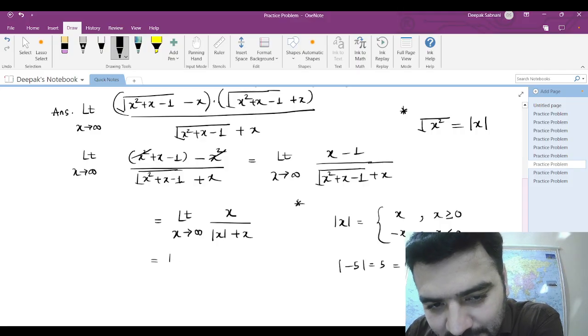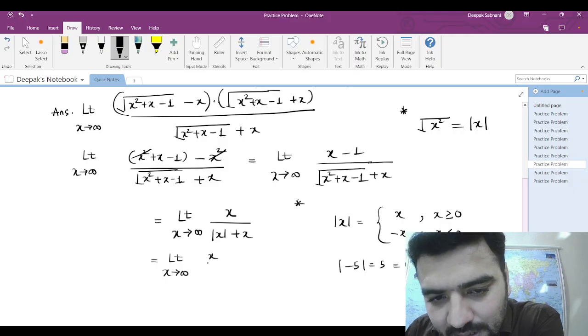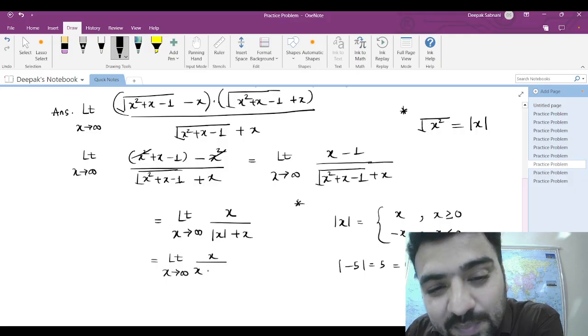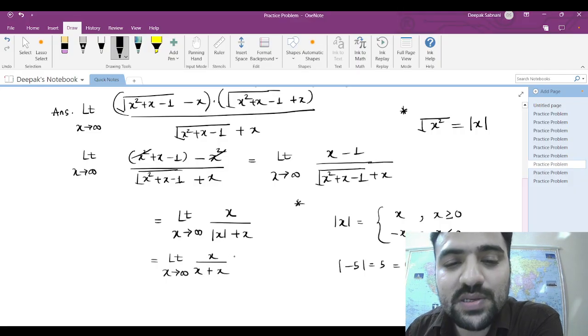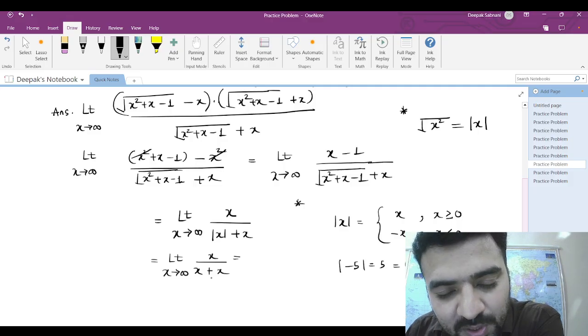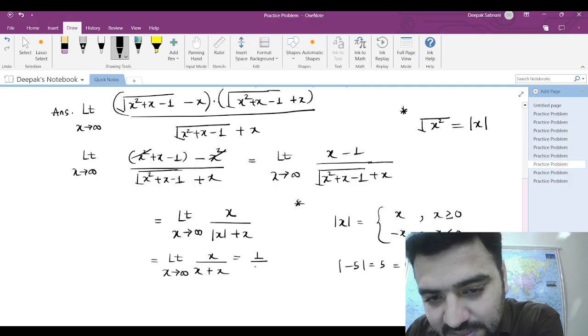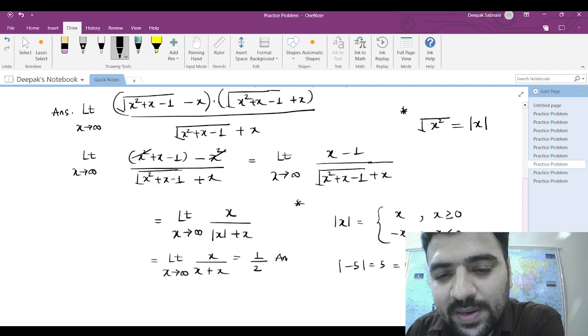So this will become limit x approaches infinity, x divided by x, mod x becomes x, plus x. So x upon 2x, that is half. So the answer is 1 by 2. 1 by 2 is the answer.